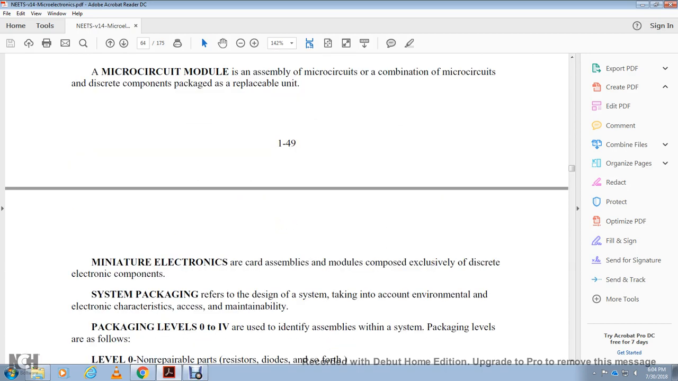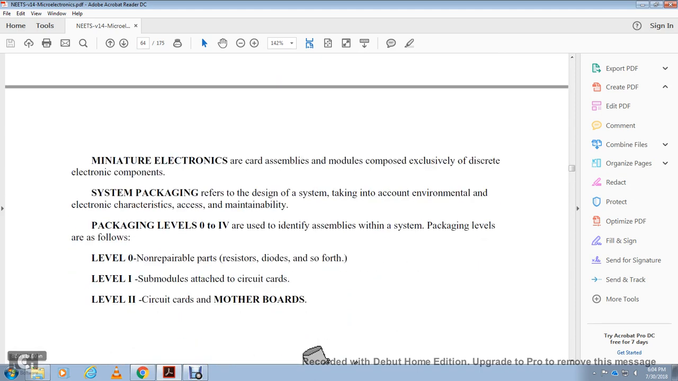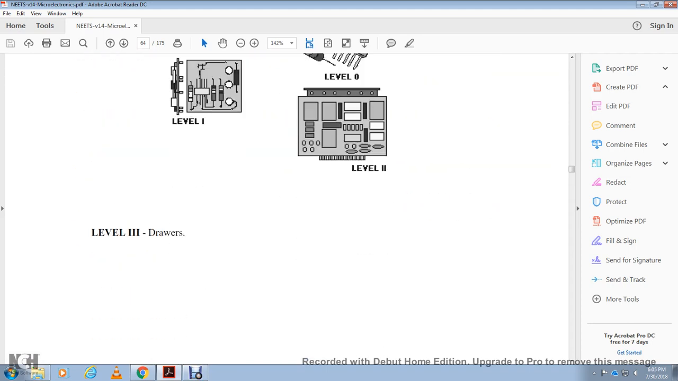Miniature electron card assemblies and modules are composed exclusively of discrete electronic components. Packaging refers to the design of the system, taking into account the environmental, electronic, and maintainability characteristics. Package levels 0, 1, 2, 3, and 4 are used to identify assemblies within a system. Level 0 is non-repairable parts such as resistors and diodes. Level 1, submodules attached to circuit cards. Level 2, circuit cards and motherboards. Level 3, drawers.